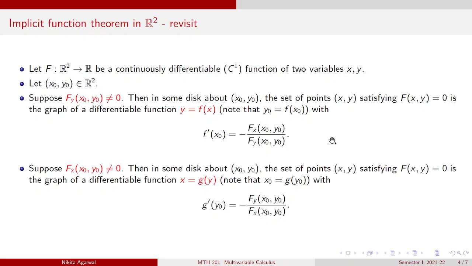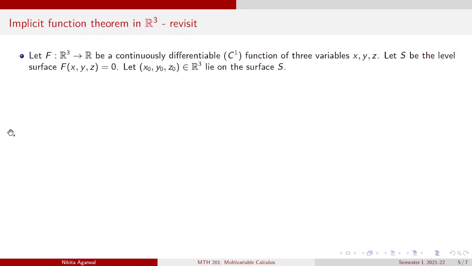We are not going to look at the proofs of the implicit function theorem. If you take a course on real analysis 2, which is in the 4th year of the mathematics major curriculum, you will see the proofs of this. We are going to skip it here, but you have these two versions in the case of functions of two variables. Okay. Now, for a function of three variables, you can have a similar thing.